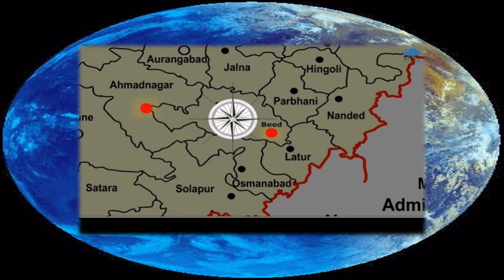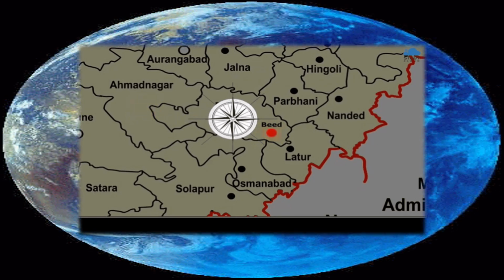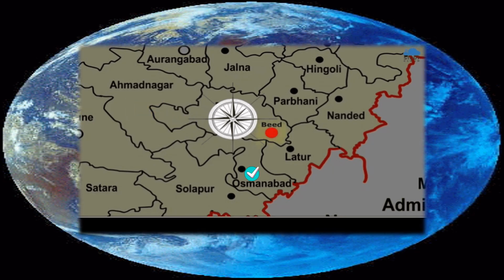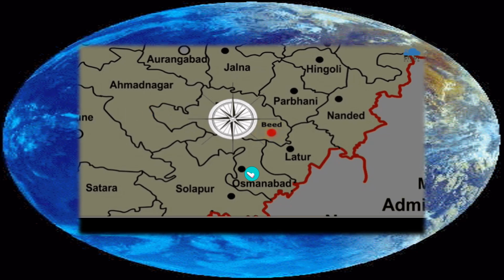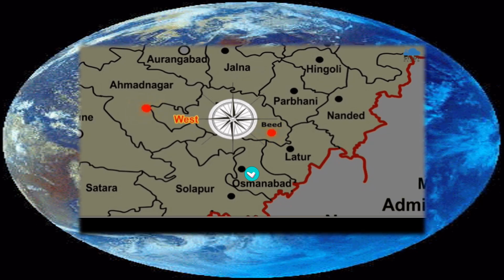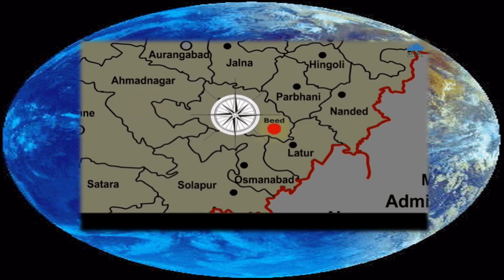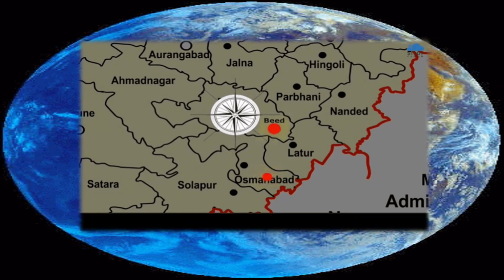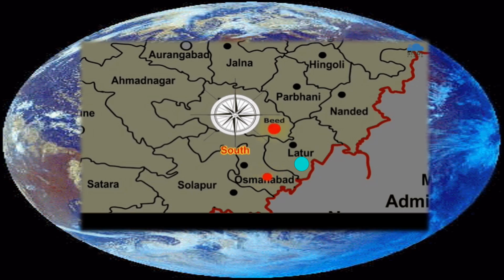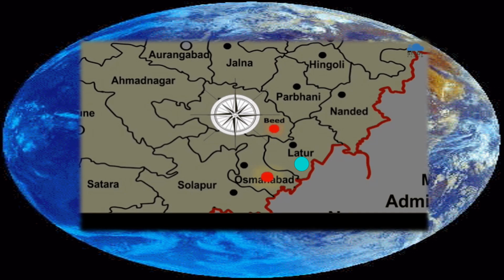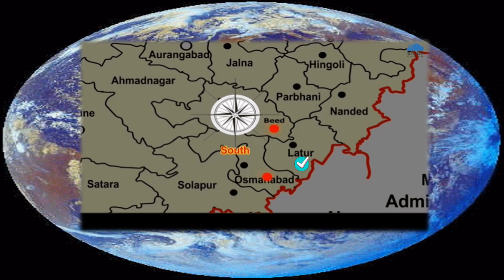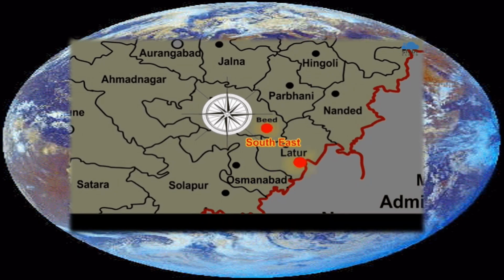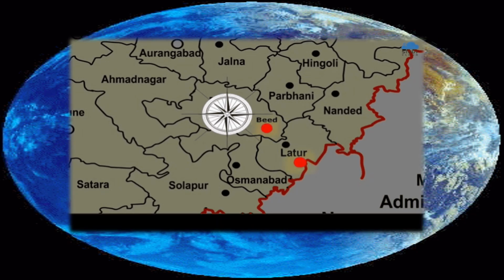Now if the compass rose is kept in Beed, the next question is, where will Osmanabad be? Can anybody guess? Osmanabad will be in the south. Now next question. Where will Latur be if it is in Beed? Can anybody guess? Latur will be between south and east. It is southeast. Okay. Now the next question.